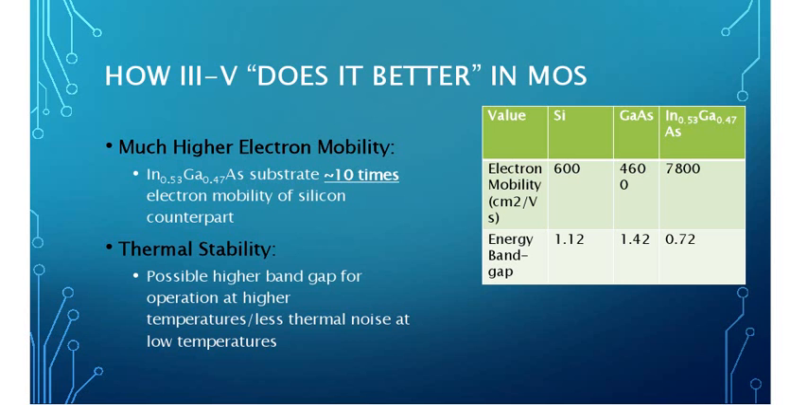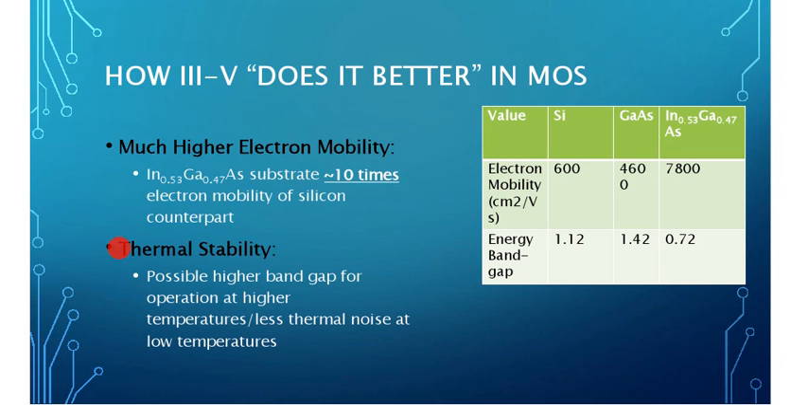So the big question in MOS technology is, how does this make MOS better? Well, first off, you have a very high increase in electron mobility with these materials. As you can see, InGaAs here has over 10 times the electron mobility of silicon, which is incredibly significant. And in NMOS devices, that's extremely important.